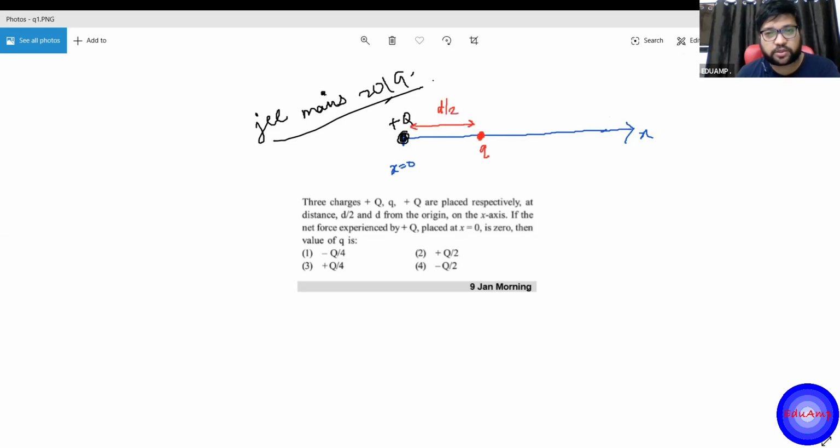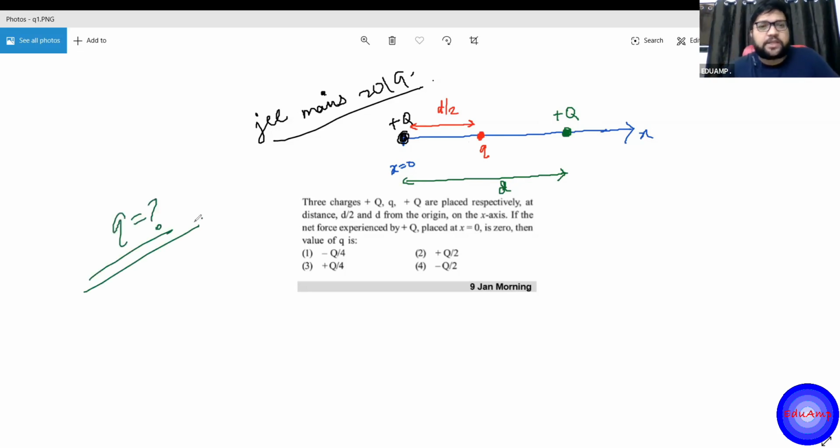And there is one more charge. The magnitude of this one is plus Q only, and it is at a distance of d from the origin. The force on the charge at the origin, that is the black one, is 0. It is said in the question. So you have to find the magnitude of the small q charge, the red charge. What is q? That is what you have to find. That will come in terms of capital Q.